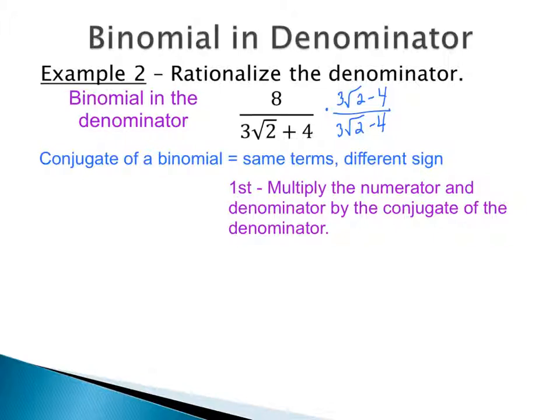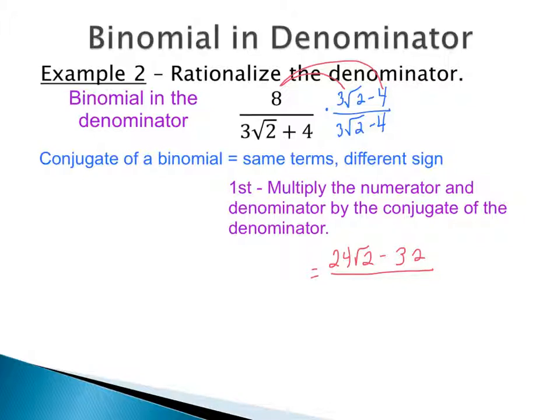For our numerator, in order to simplify this, we would just multiply and distribute. So I'd be doing 8 times 3 square root of 2, which would give me 24 square root of 2. Then I'd be doing 8 times 4, which would be 32. So I have minus 32 in the numerator.